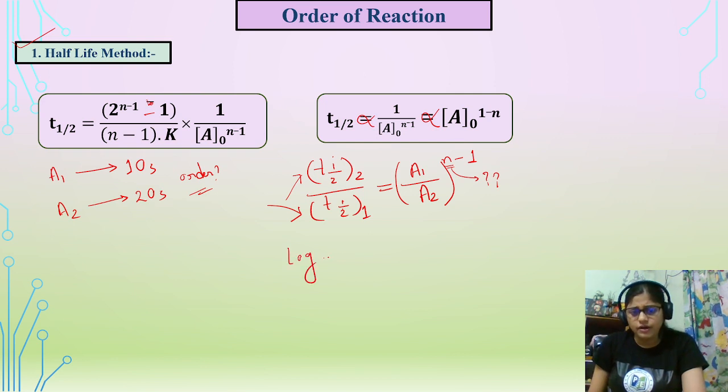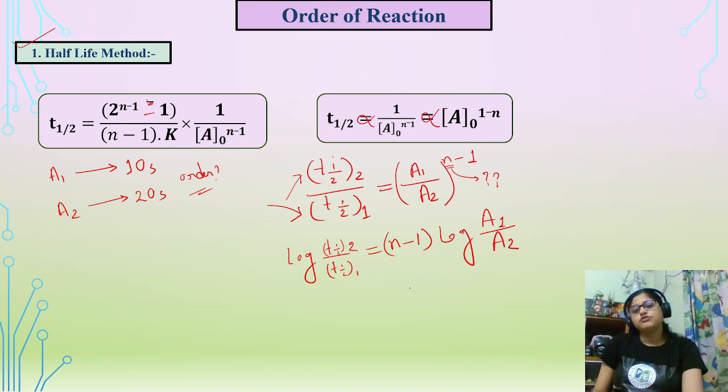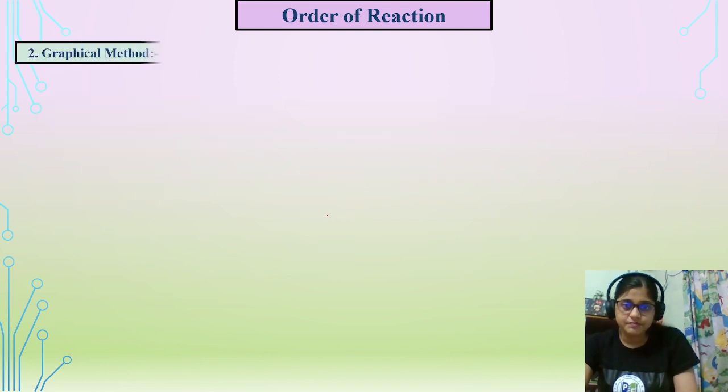So log, let's say, T half 2 by T half 1 equal to, after taking log, it will come to this side, and log A1 by A2. Okay, so like that you can easily solve this kind of question.